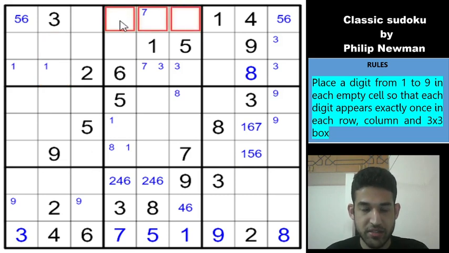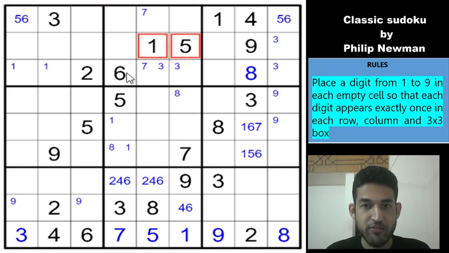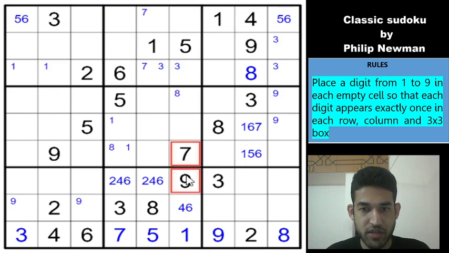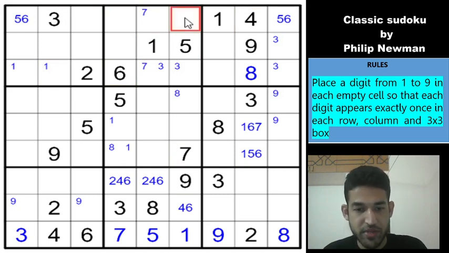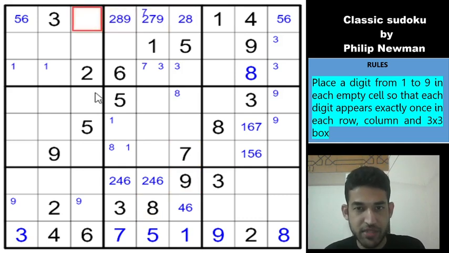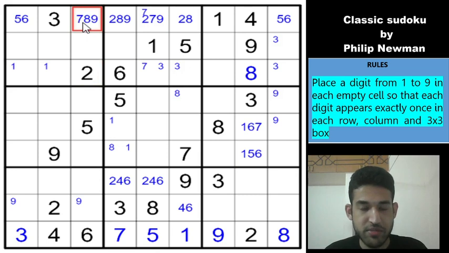Let us look at these three cells because they are constrained. 1, 5, 6, 3 and 4, so remaining must be 2, 7, 8 and 9. So 7 and 9 is in this column, so this must be 2 and 8. This must be 2, 7, 9 because of the 8. This must be 2, 8 and 9, and this, since 2 is here, must be a 7, 8 and 9.